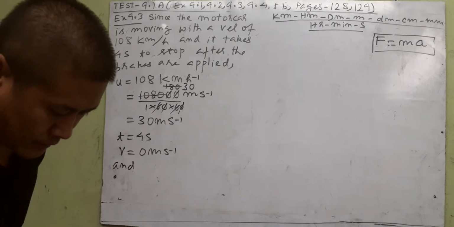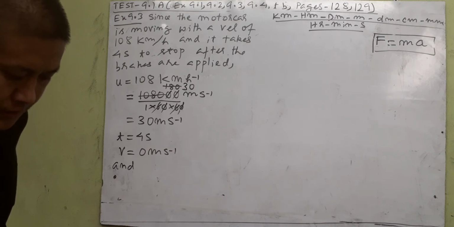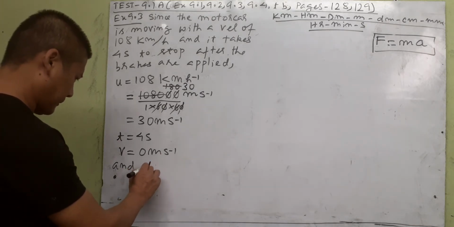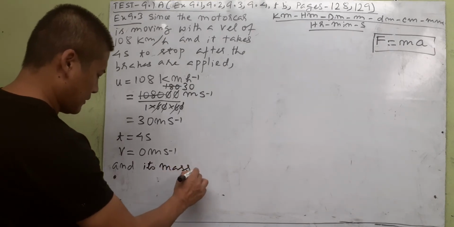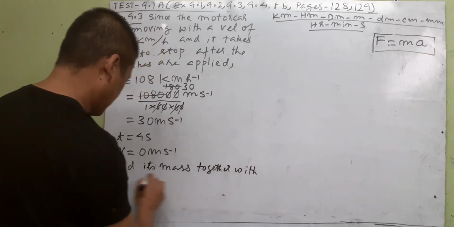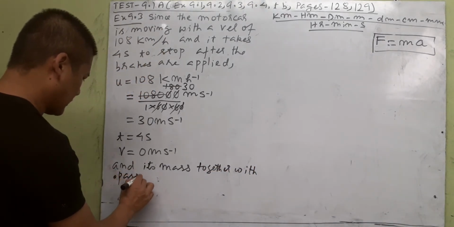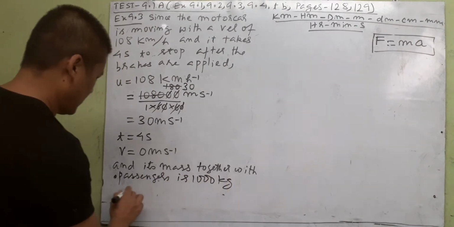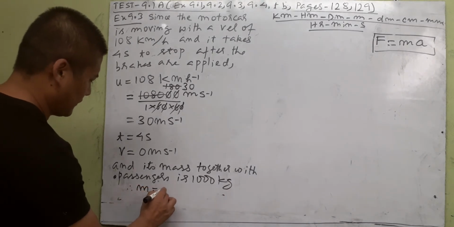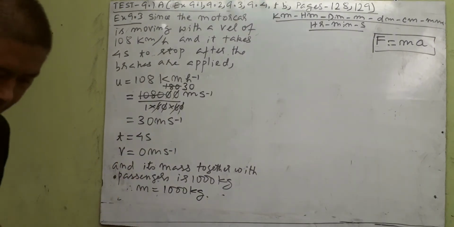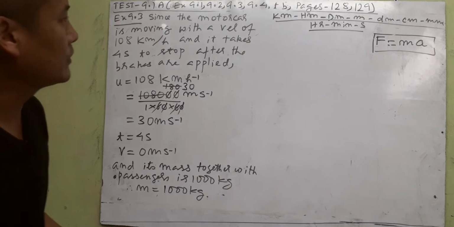Now the second sentence: calculate the force exerted by the brakes on a motor car if its mass, together with all the passengers, including the masses of the passengers, is 1000 kg. Therefore, the mass involved here is 1000 kg. So let us say this is the case. Now you can do it like this also.